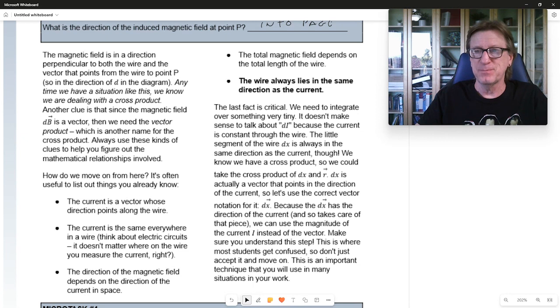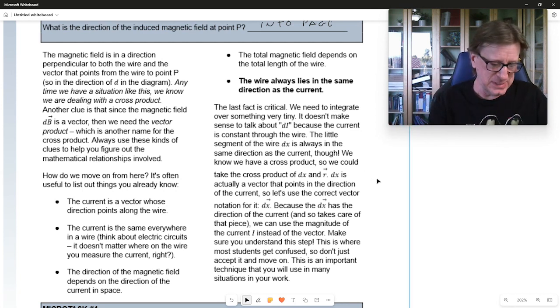As we mentioned, the wire is always in the same direction as the current. This is what we have to be able to do in order to do the integration, because I is our vector, our current is our vector, but it doesn't make sense to talk about dI because the current is the same everywhere. So instead, we can talk about I, the magnitude of I, but in the direction of dx, the distance along the wire that we're moving.